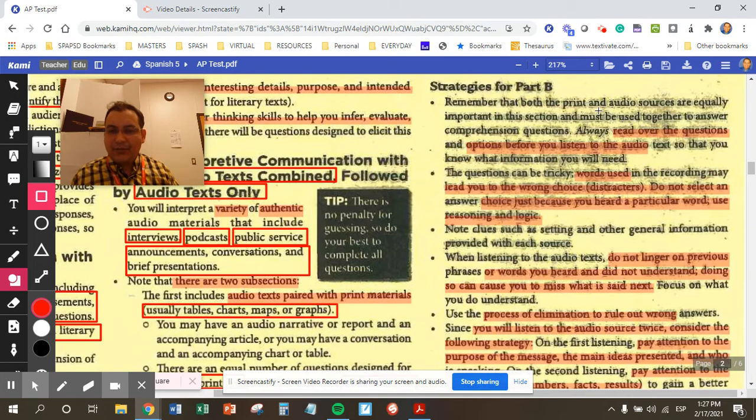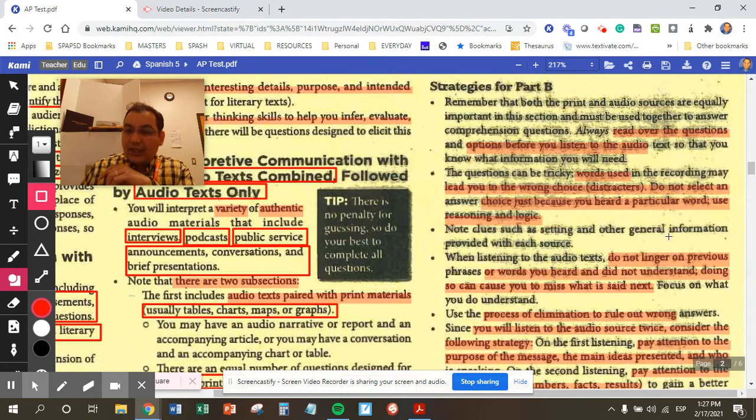So let's read here. Strategies. Remember that both print and audio sources are equally important in this section and must be used together to answer comprehension questions. So they are merged, so they are supporting each other. And that's a good thing, it can help you. Always read over the questions and options before listening to the audio text so that you know what information you will need.